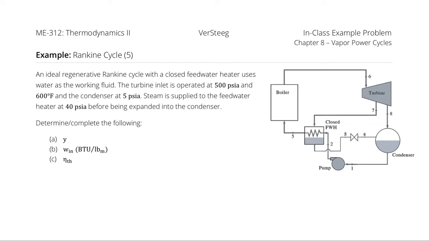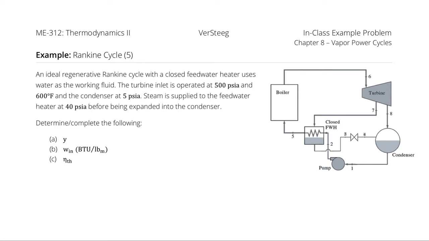An ideal regenerative Rankine cycle with a closed feedwater heater uses water as the working fluid. The turbine inlet is operated at 500 psi and 600 degrees Fahrenheit, and the condenser is maintained at 5 psi. Steam is supplied to the feedwater heater at 40 psi before being expanded into the condenser. Determine and complete the following.